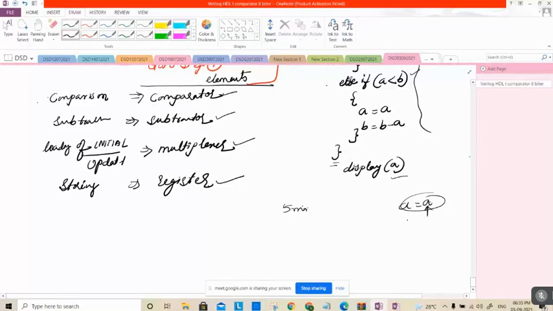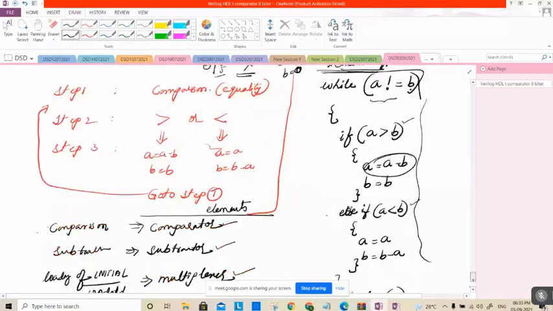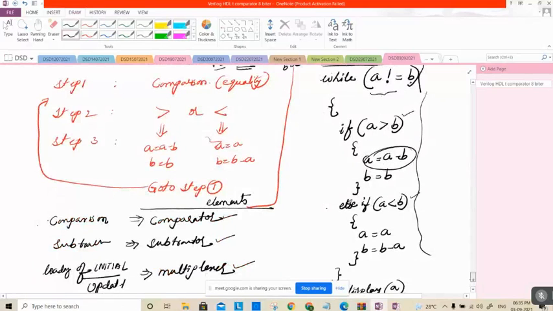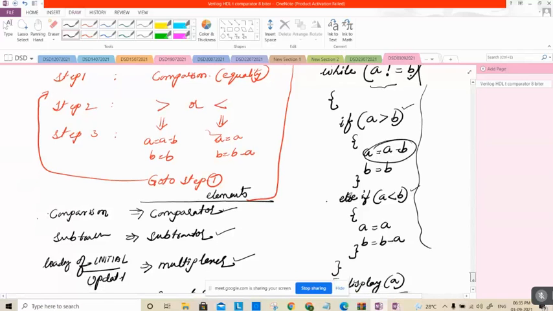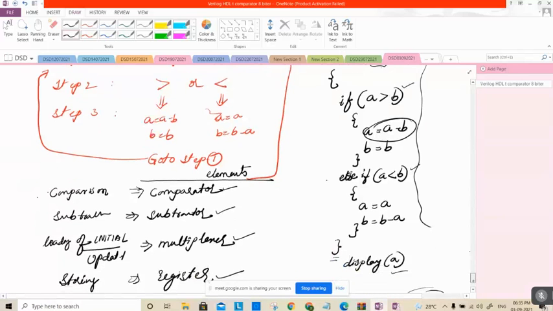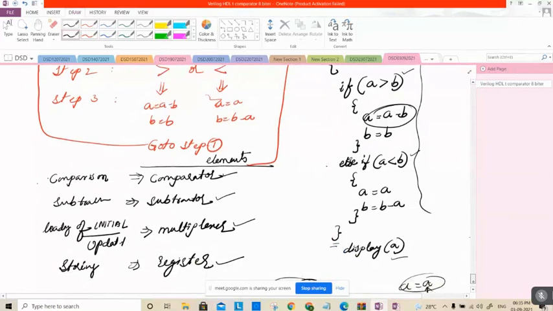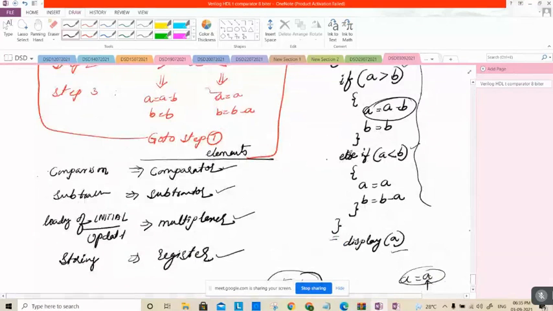Implement a diagram for the implementation of this particular while loop: while a is not equal to b, if a is greater than b, the values of a and b are written one way; if a is less than b, another set of values. Draw it, I'll be giving you 5 minutes.